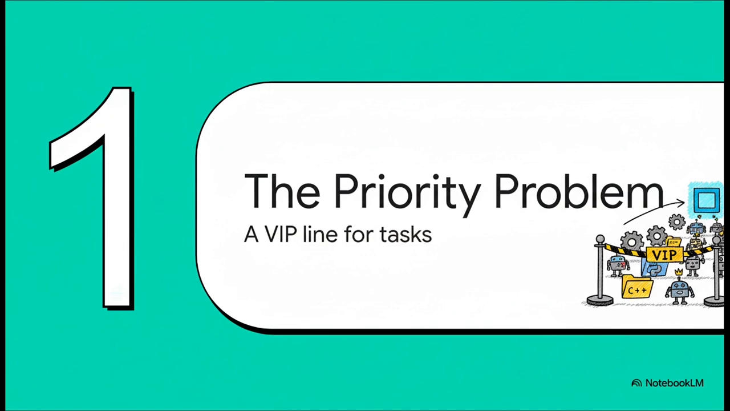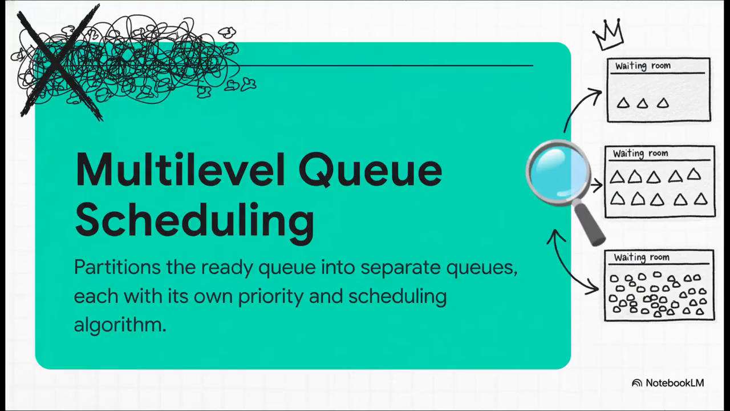Just imagine dozens of programs all lined up, all demanding the processor's attention at once. The OS can't just pick one at random. It needs a system. It needs a way to create like a VIP line for the most important tasks. And one of the first clever solutions is something called multi-level queue scheduling.